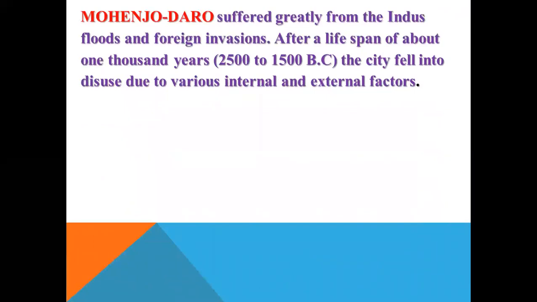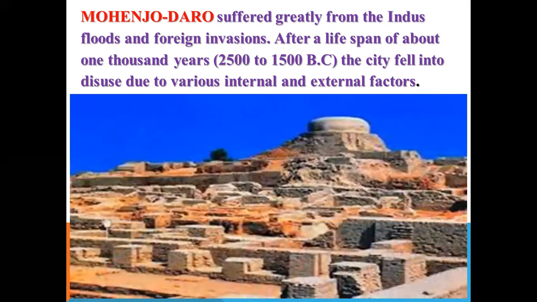So dear students, now Mohenjo-Daro suffered greatly from the Indus flood and foreign invasions. After a lifespan of about 1000 years, from 2500 to 1500, the city fell into disuse due to various internal and external factors. So in this way, this great city fell down. You can see some other ruins of this Mohenjo-Daro.